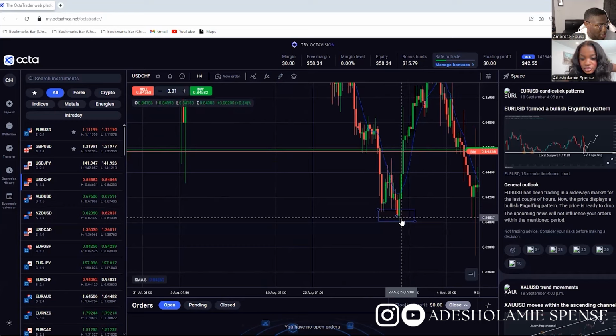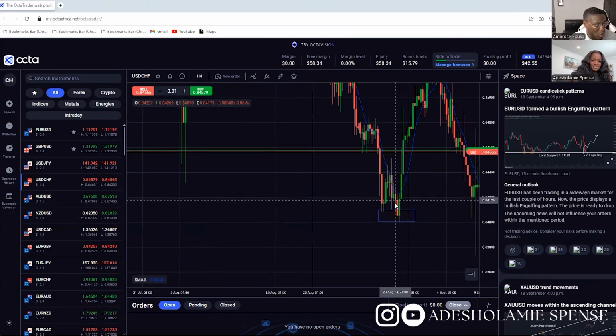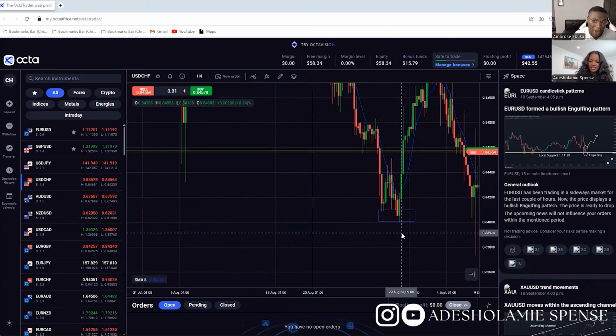And then, as you can see, the market came down, tested that support level, and created an engulfing candlestick. This big green candlestick is what we call an engulfing candlestick, and it shows you that the buyers are in charge. The buyers pushed the market up.